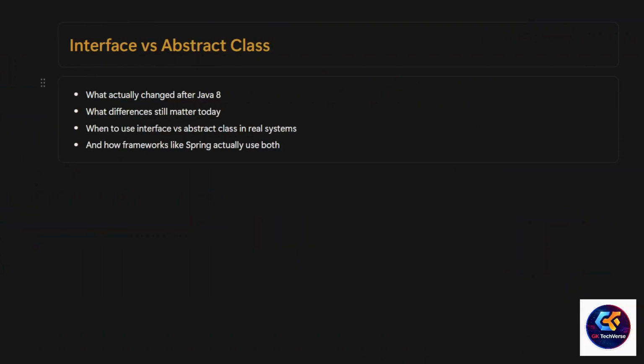So in this video, I am not going to give you the old answer. I will give you the modern correct answer. What actually changed after Java 8? What differences still matter today? When to use interface versus abstract class in real systems? And how frameworks like Spring actually use both. By the end of this, you won't just answer this in an interview, you will understand how Java is designed.